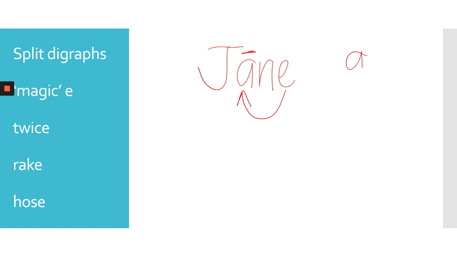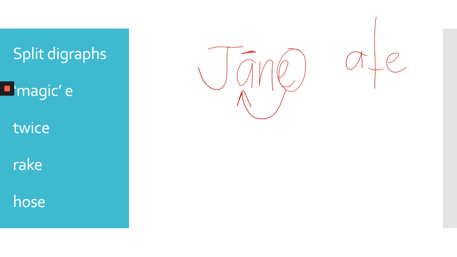So we have the A and the E, and we split it up with a consonant in the middle. So we sometimes call this kind of E a bossy E, which I don't love the term bossy, but you know, it means it tells the other vowel to say its name. Or we might call it a magic-y E, because when we put it on the end, it makes the vowel say its name.